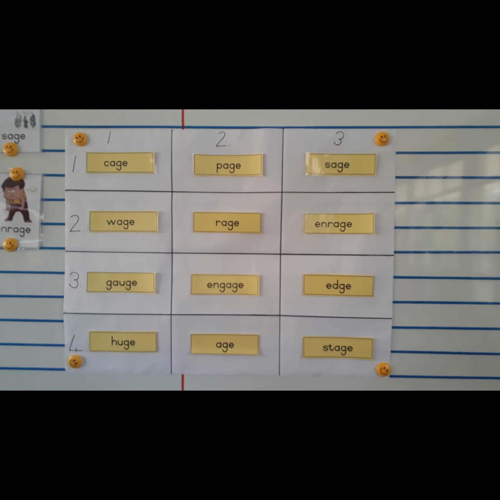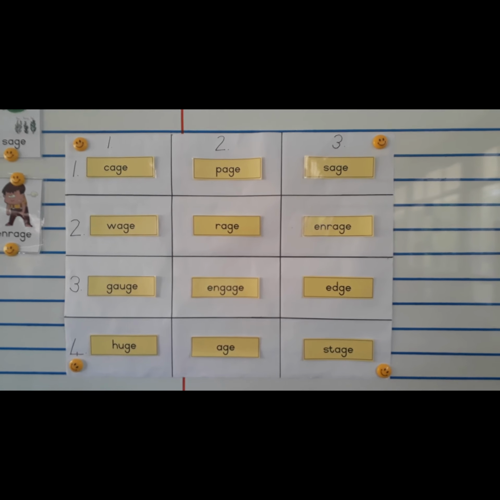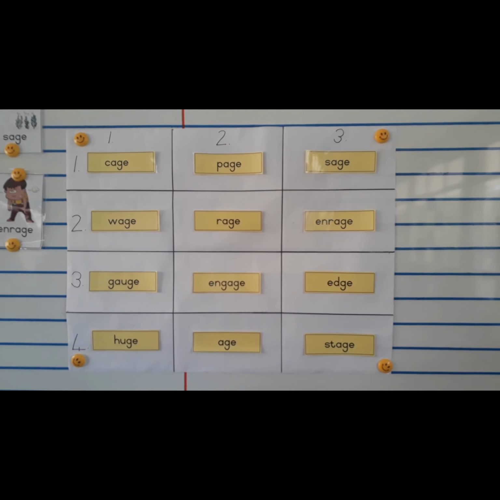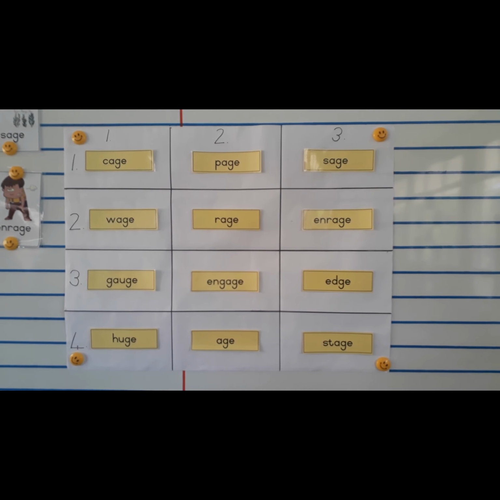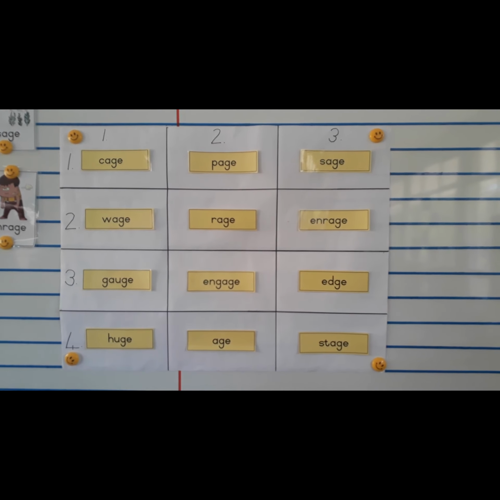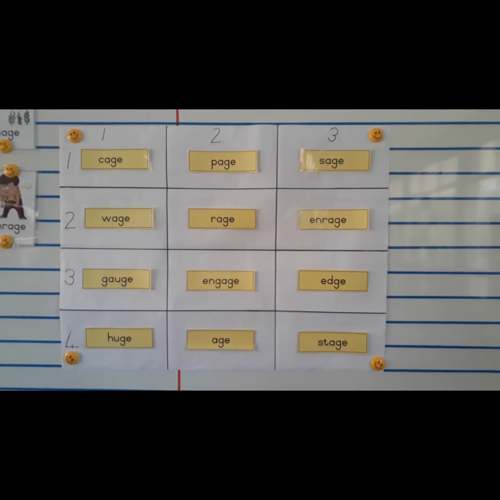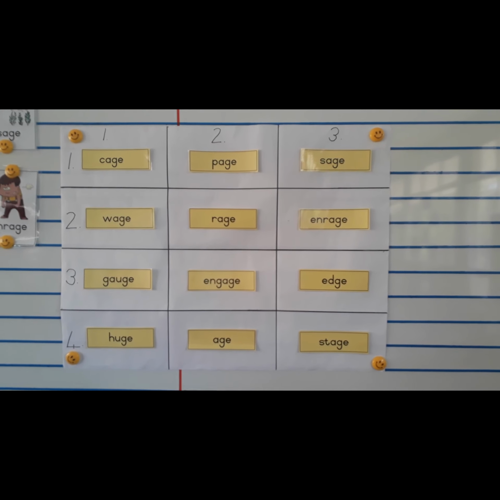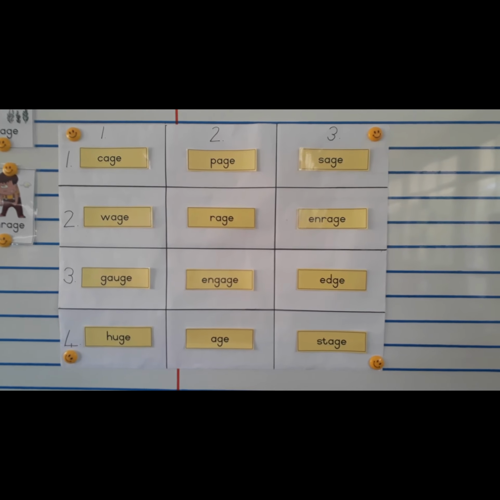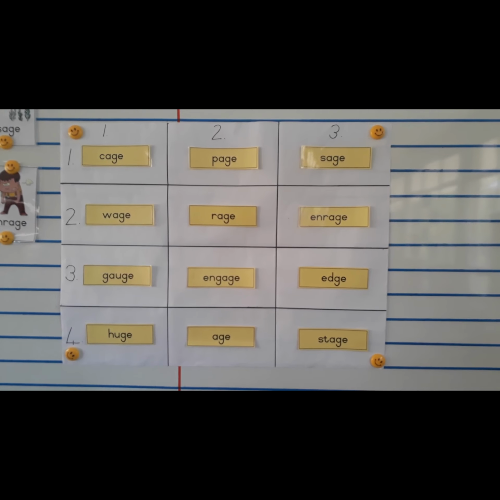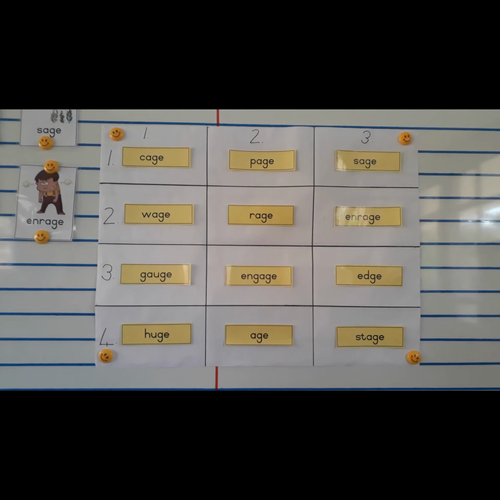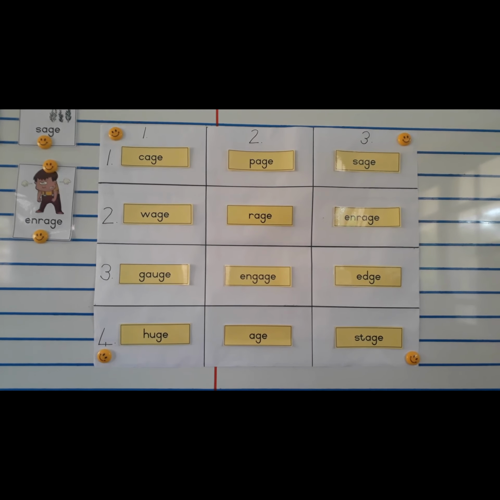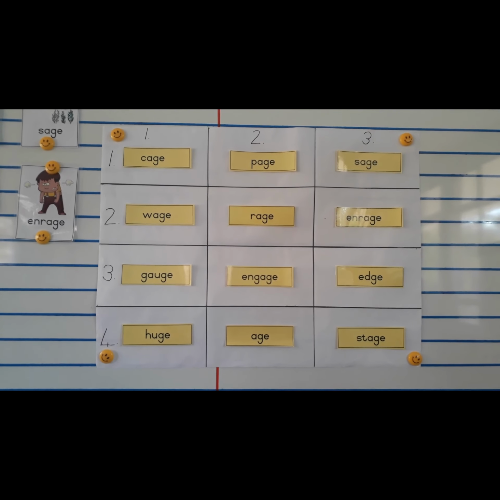Read only the first word in each row. So it's cage, wage, gauge, huge. Read the last word in each row. Sage, enrage, edge and stage. What is the word in row 2, column 1?